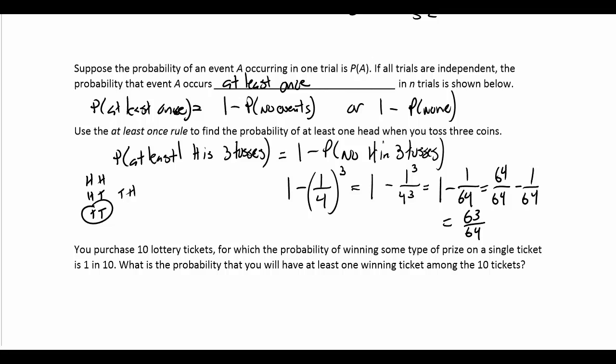Okay, so the very last question: we purchased 10 lottery tickets. The probability of winning some type of prize on a single ticket is 1 in 10. What is the probability of winning at least one winning ticket amongst the 10 tickets? So we're going to do the probability of at least one win, which is 1 minus the probability of no wins.